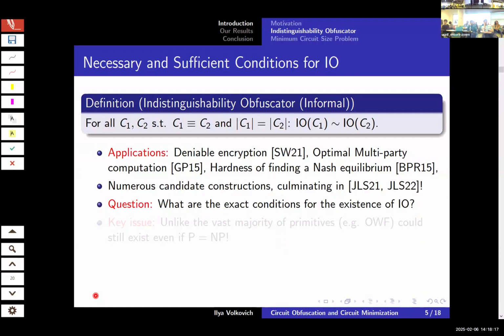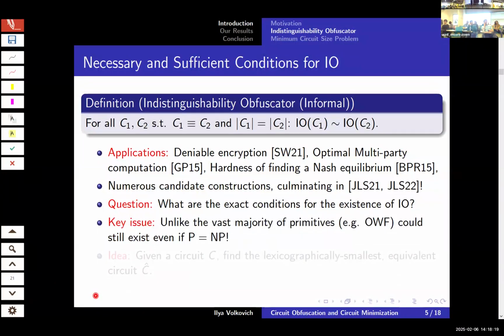And let me just say that unlike the vast majority of cryptographic primitives, this is a little bit tricky. Why is that? Because everything, one-way functions, pseudo-random generators, all of those things basically cease to exist if P equals NP. They just don't exist. On the other hand, IO does exist. In fact, not only does it exist, you get a bulletproof IO.